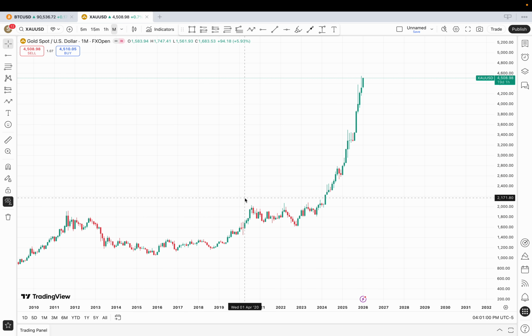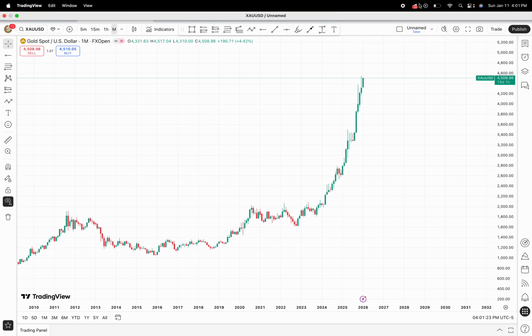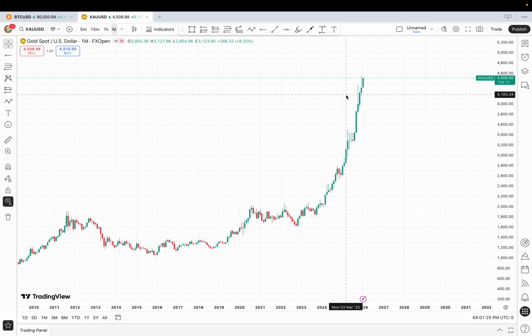Before you start top-down analysis, you have to start from the bigger picture. That means we start from the monthly, weekly, daily, 4-hour time frame up to the 1 hour time frame, and then we use the 5 or 15 minute time frame for our entry. But before you start, you have to have a daily bias, weekly bias, and monthly bias.